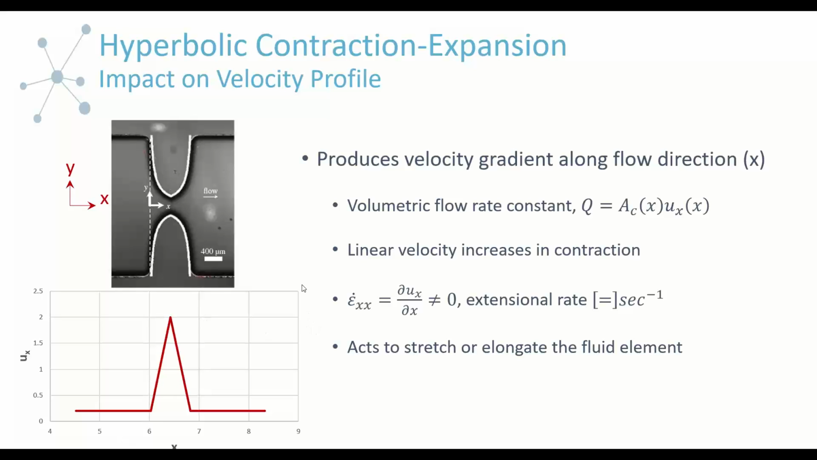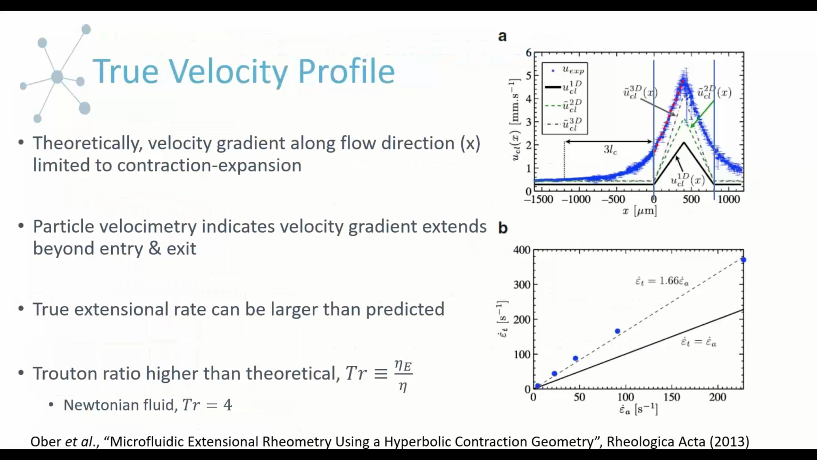And so this now introduces a gradient in the direction of flow, which is what is defined as an extensional type deformation. So this is acting to stretch or elongate the fluid element. This graph below is ideally what we would expect to see. And let's then look at what really is happening there.